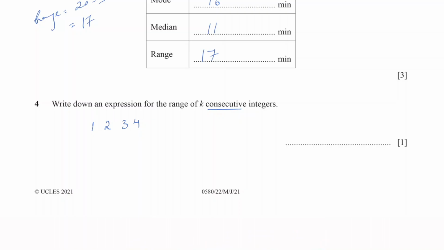We are writing consecutive numbers 1, 2, 3, 4, consecutive, right? After one, two comes; after two, three comes, like that. That's why it is a consecutive integer. Now, if I want to find the range of this, the range will be the highest value minus the lowest value. So 4 minus 1, that is the range, which equals 3, correct?